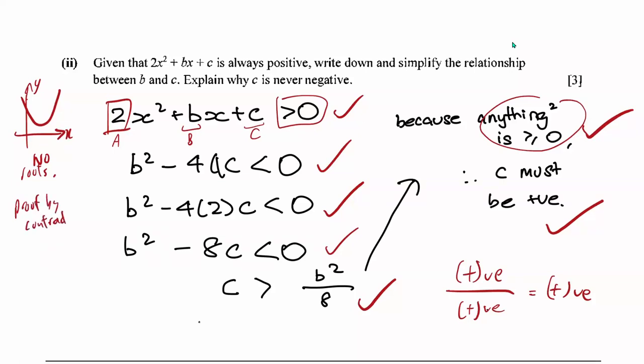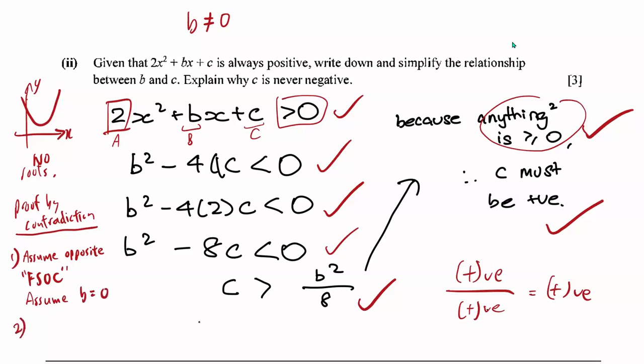Proof by contradiction requires you to start off with a statement that you want to prove. I want to prove that b is never equal to 0. So step 1, I assume the opposite. Assume the opposite for the sake of a contradiction, FSOC. So let's assume that b is exactly equal to 0. What happens if b equals 0?